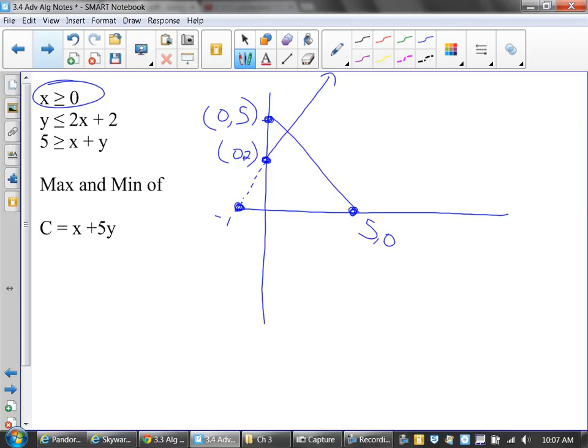And now I got to worry about my shades. Is 0 smaller than 2? Yes. So it's going this direction. Is 5 greater than 0? Yes. So it's going in this direction. So my region is, once again, those 4 spots.